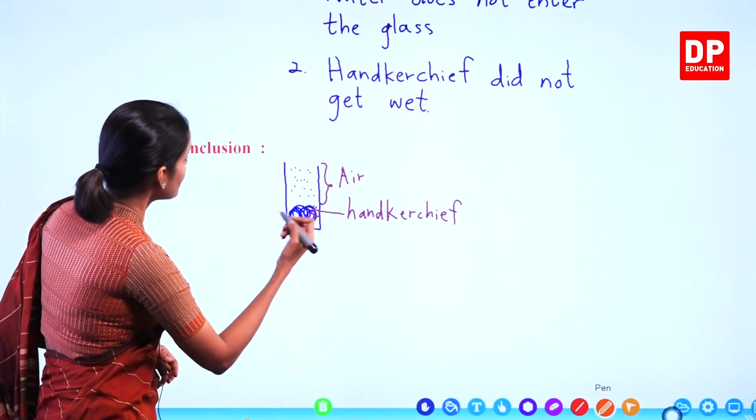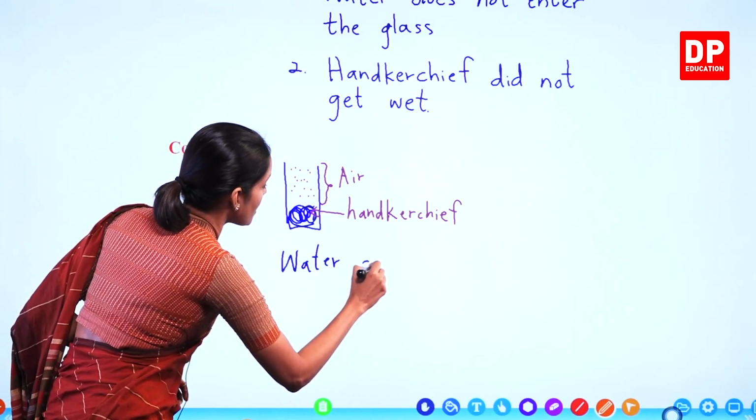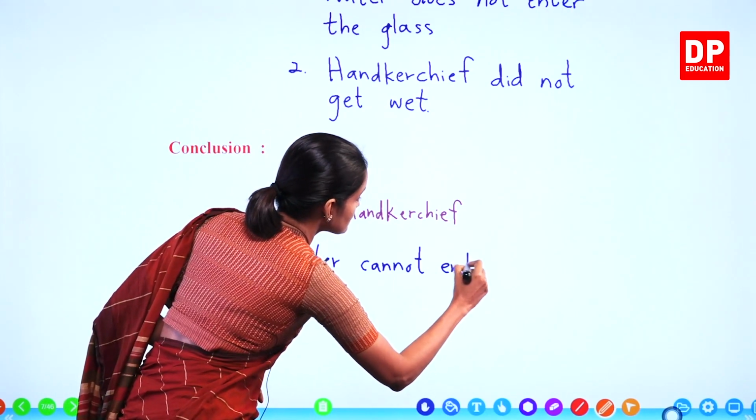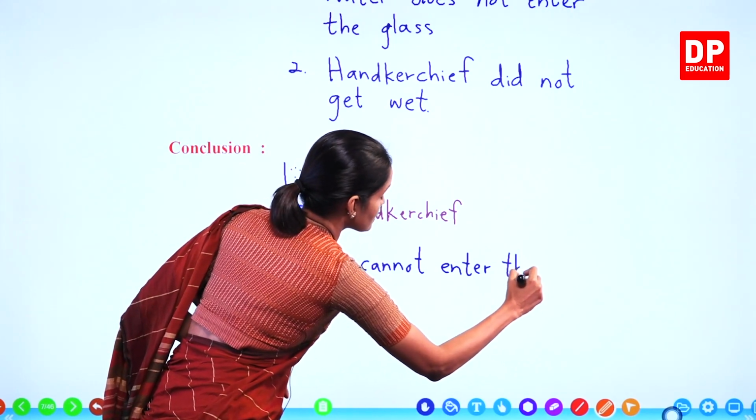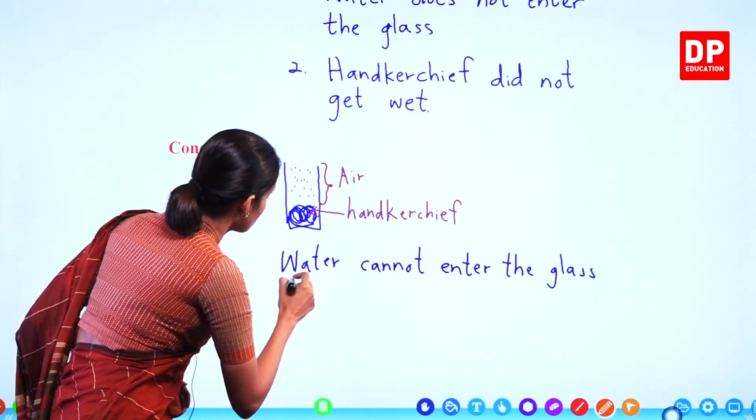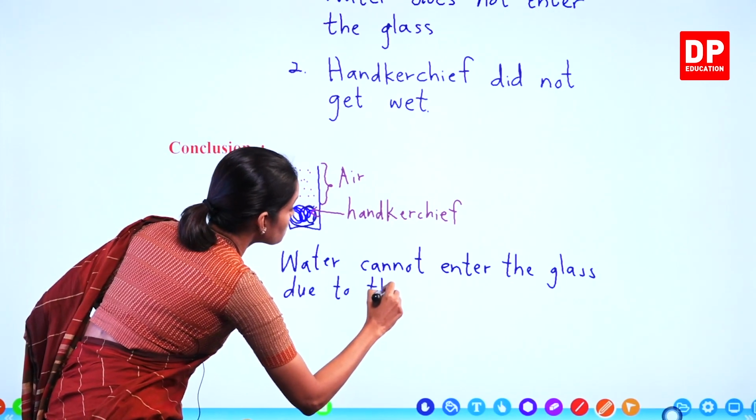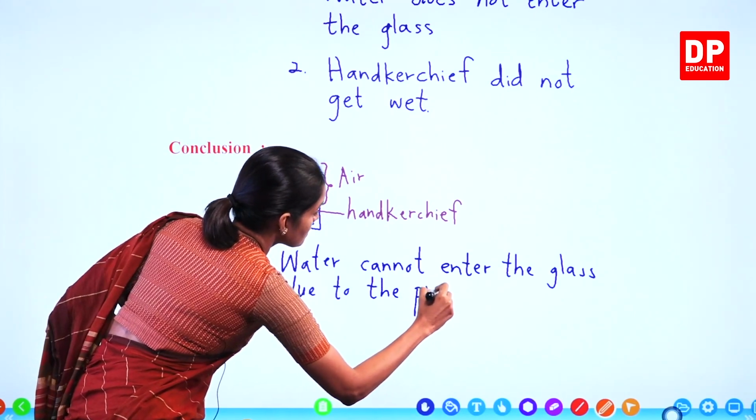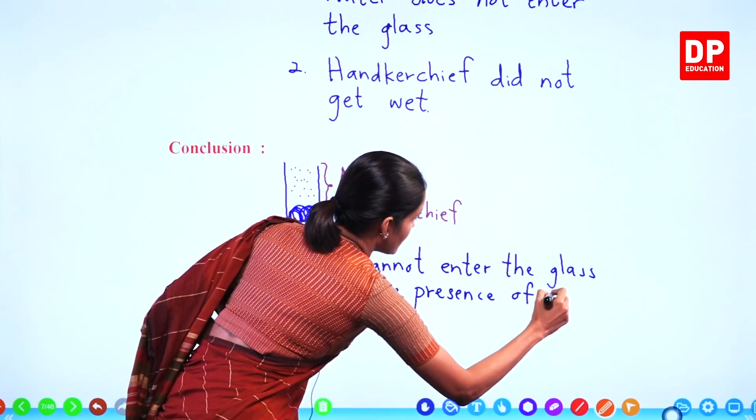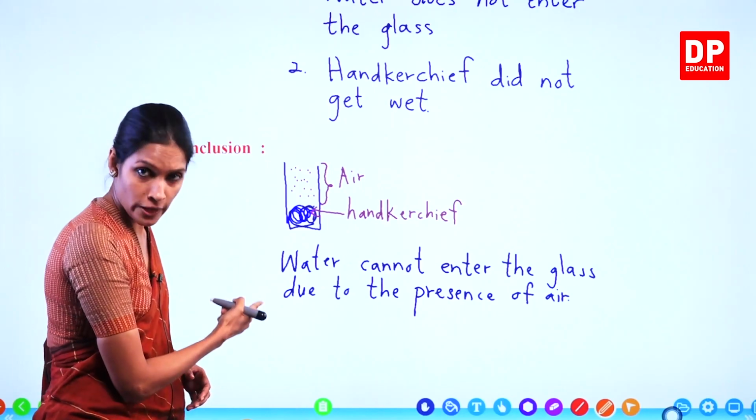So I'm going to write: water cannot enter the glass due to the presence of air. Therefore, air occupies space.